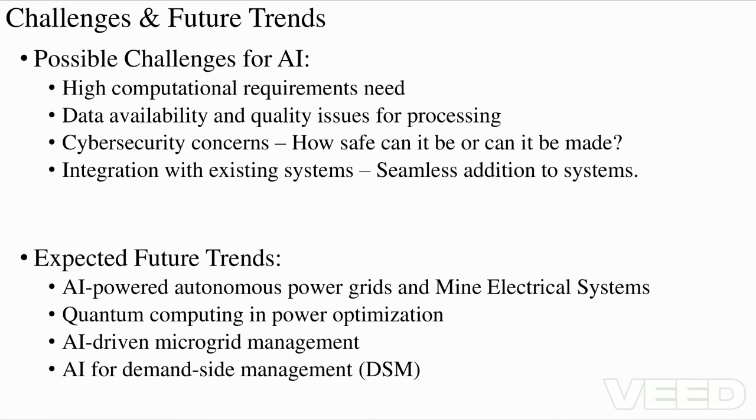Of course, now and in the future, we expect that artificial intelligence will begin to dominate. We are moving towards artificial intelligence powered autonomous power grids, microgrid management, even having quantum computing in power optimization. When it comes to microgrids, we have got traditional microgrids, and also we have got mining microgrids. So we can have artificial intelligence driven microgrid management. When it comes to a typical power system or utility company, one important topic is demand side management. It's very important, so the application of artificial intelligence will become popular when it comes to demand side management for most power systems or power distribution systems.